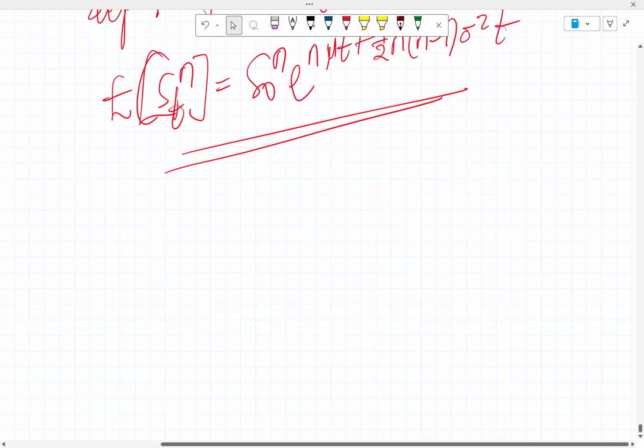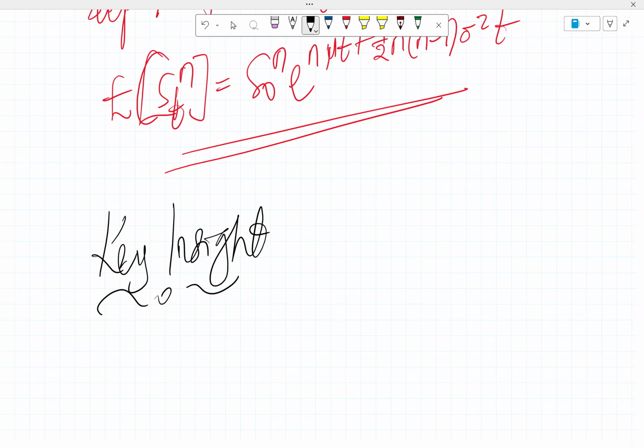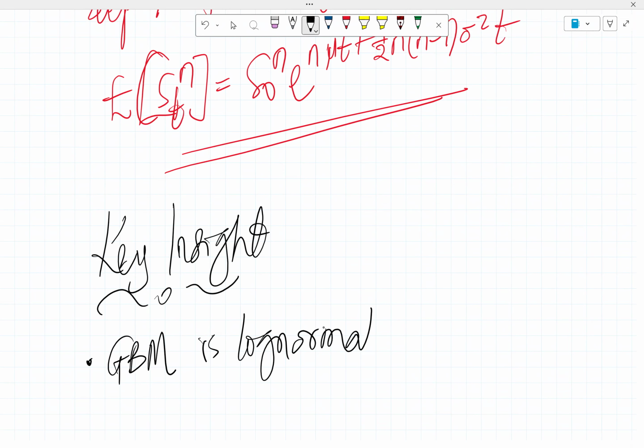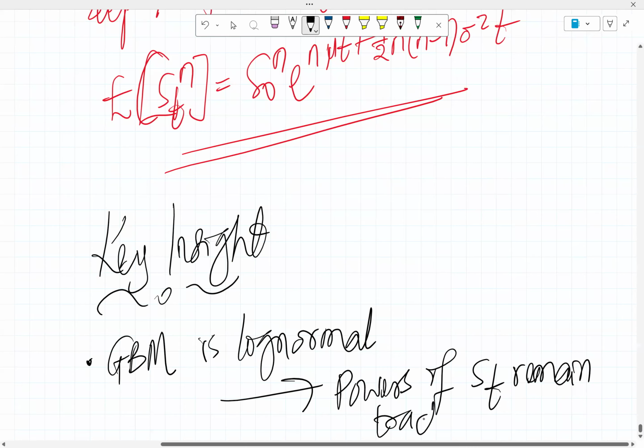So we have some key insights here. Key insights that we get from this. First of all, we see that GBM, geometric Brownian motion, is log normal, which we already saw before. It's log normal. That implies that powers of S_t remain tractable. So even the powers can still be properly dealt with.